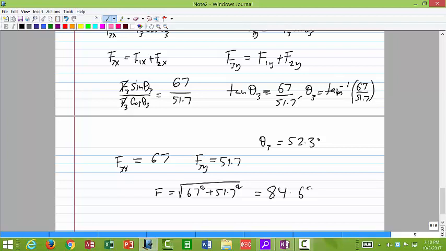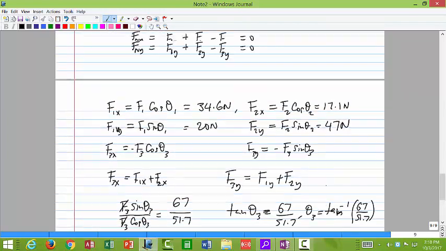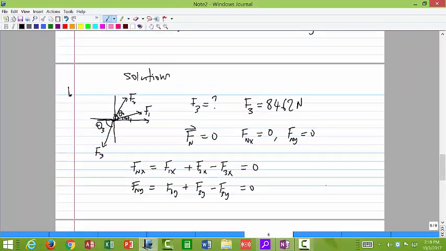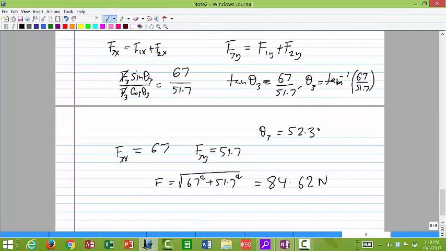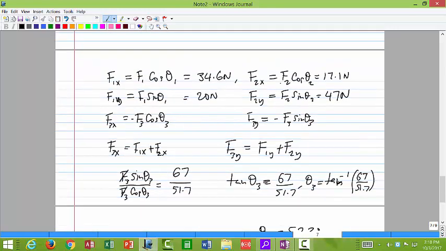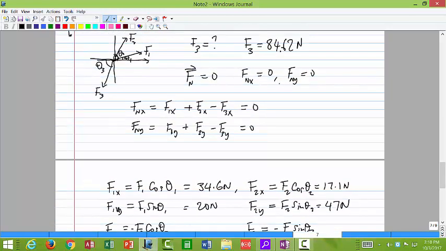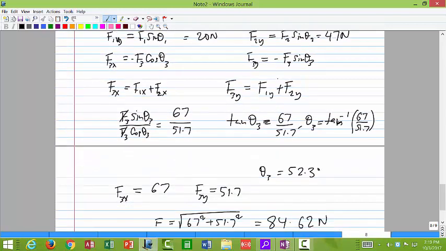So 84.62. When you said 84.62, I thought it meant 8,462. See how I wrote it? So this is 84.62. Any questions on that? Theta, I think we have to add 180 degrees to it. Sure. So that is theta 3. So the whole thing includes 180 plus theta 3. Yeah, so that's just theta 3. So when you're talking of the whole thing, then it's 180 plus theta 3. Yeah, that's right. Okay. Other questions on that?